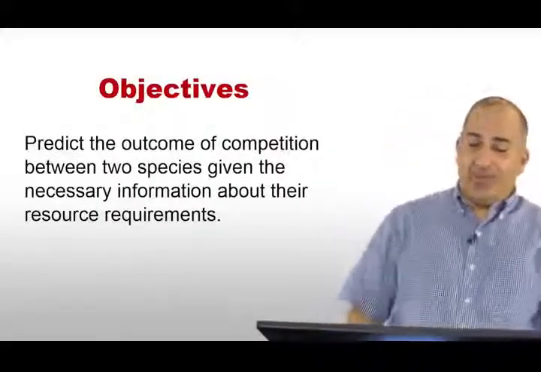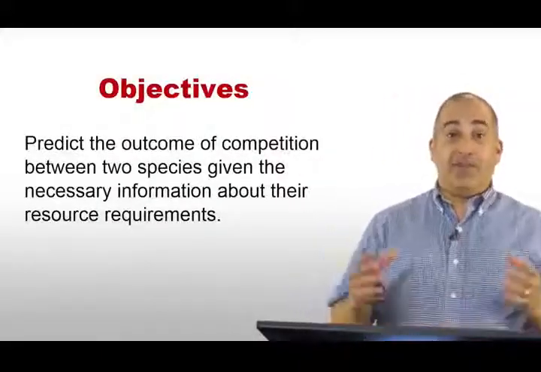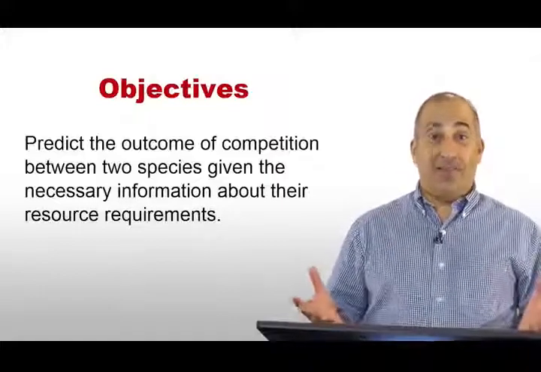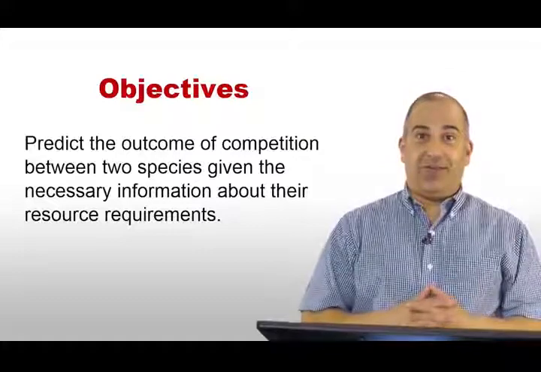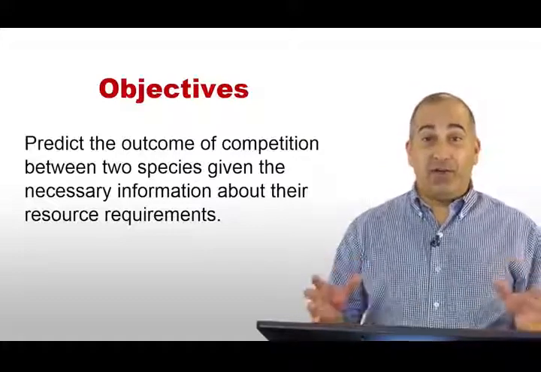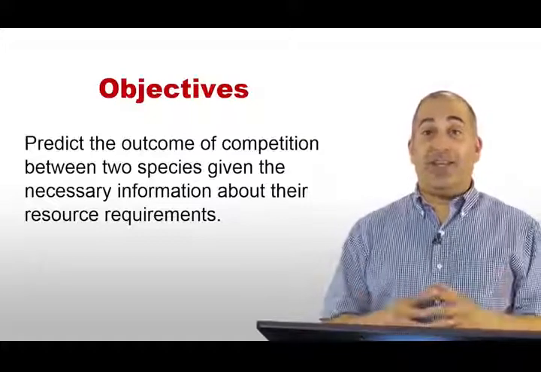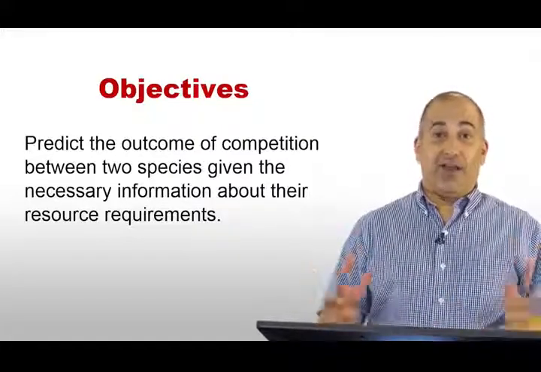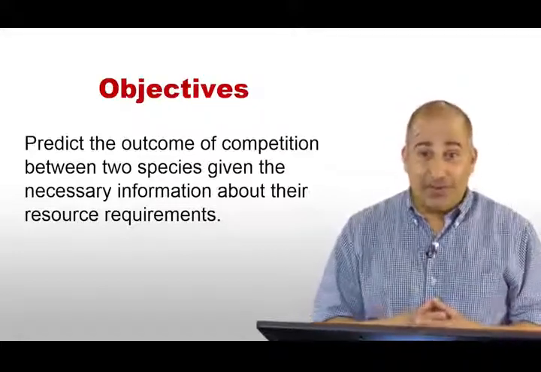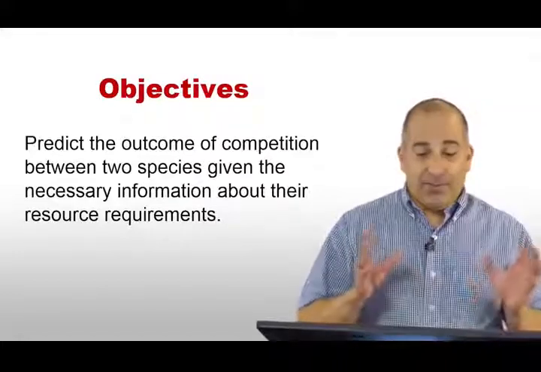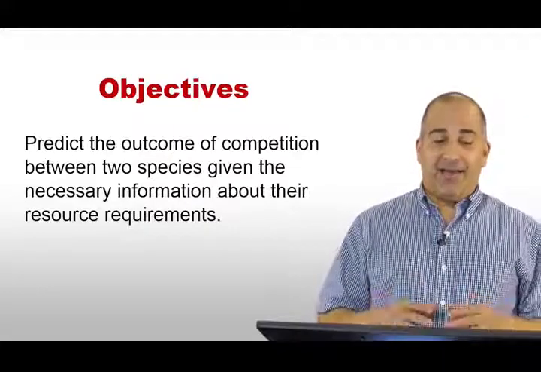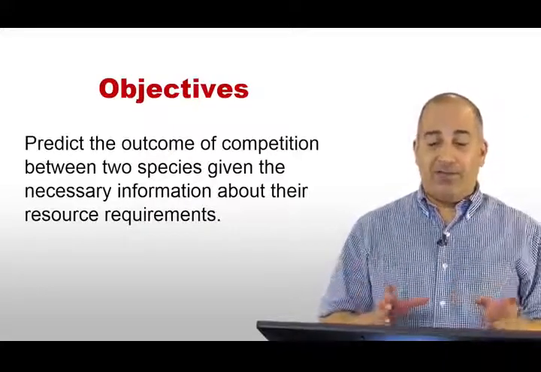Hey class, we've been talking about species interacting, and one process that results from species interacting is competition. That's when two species have very similar resource requirements, or another way of saying that is they share the same niche. And we've introduced this term fundamental niche versus realized niche, and we're going to build on that today by looking at the outcome of competition between two species.